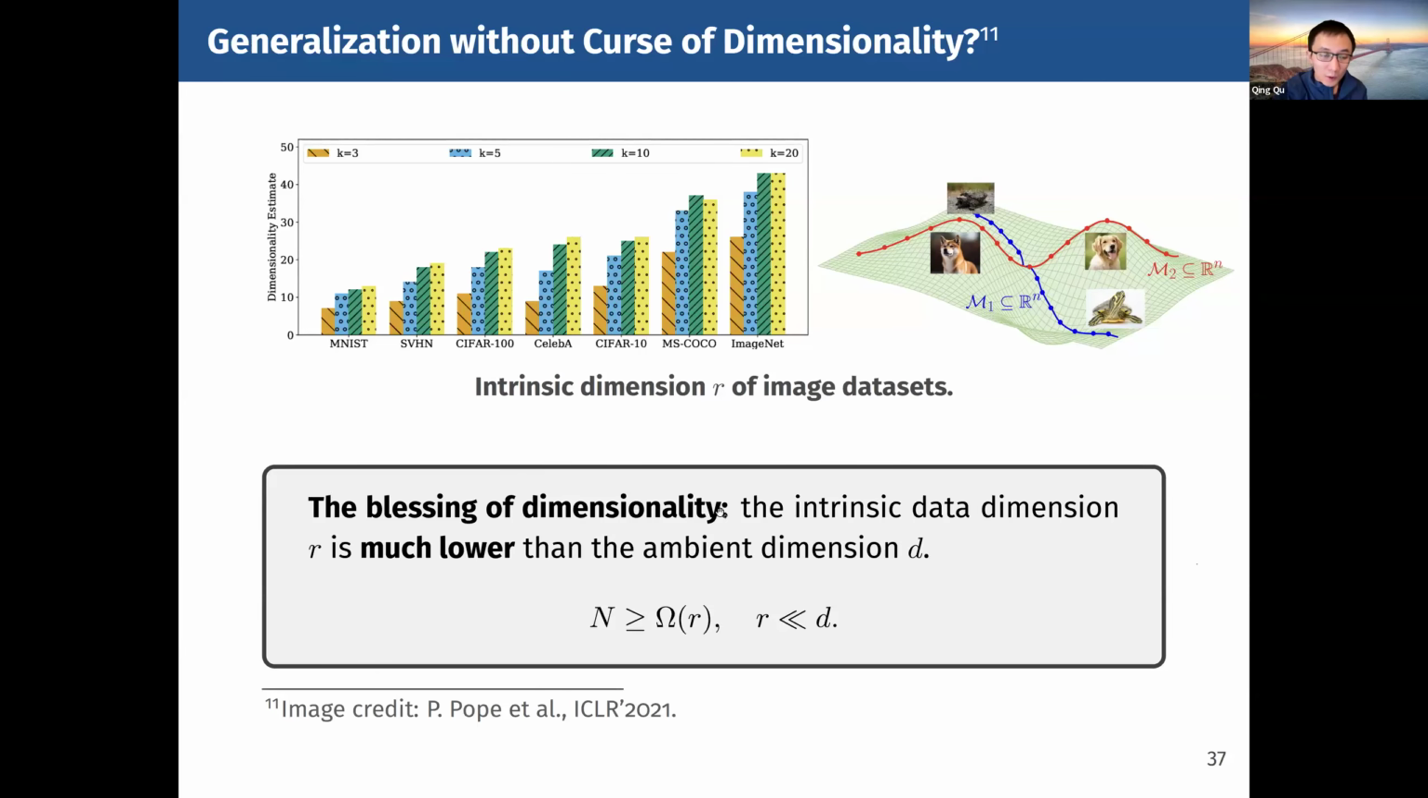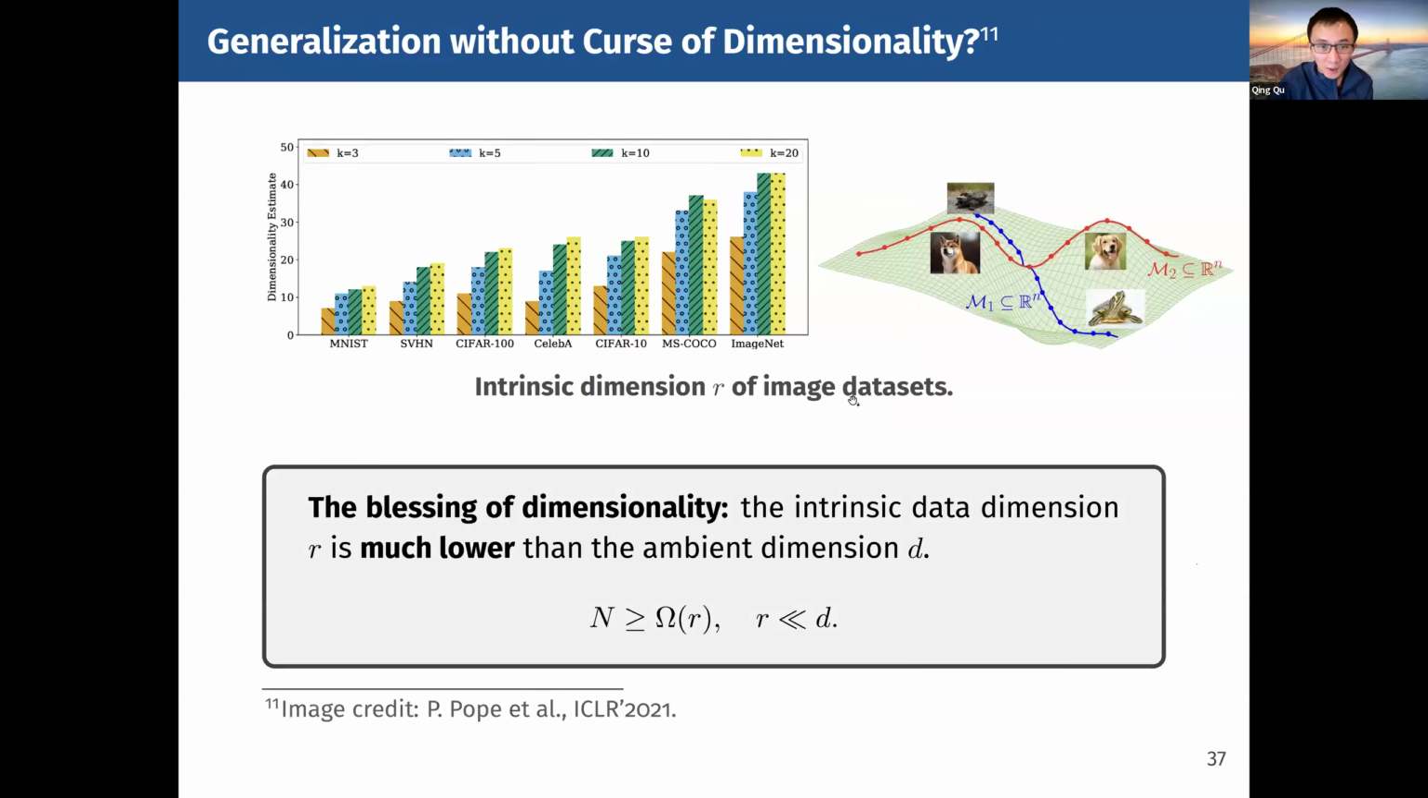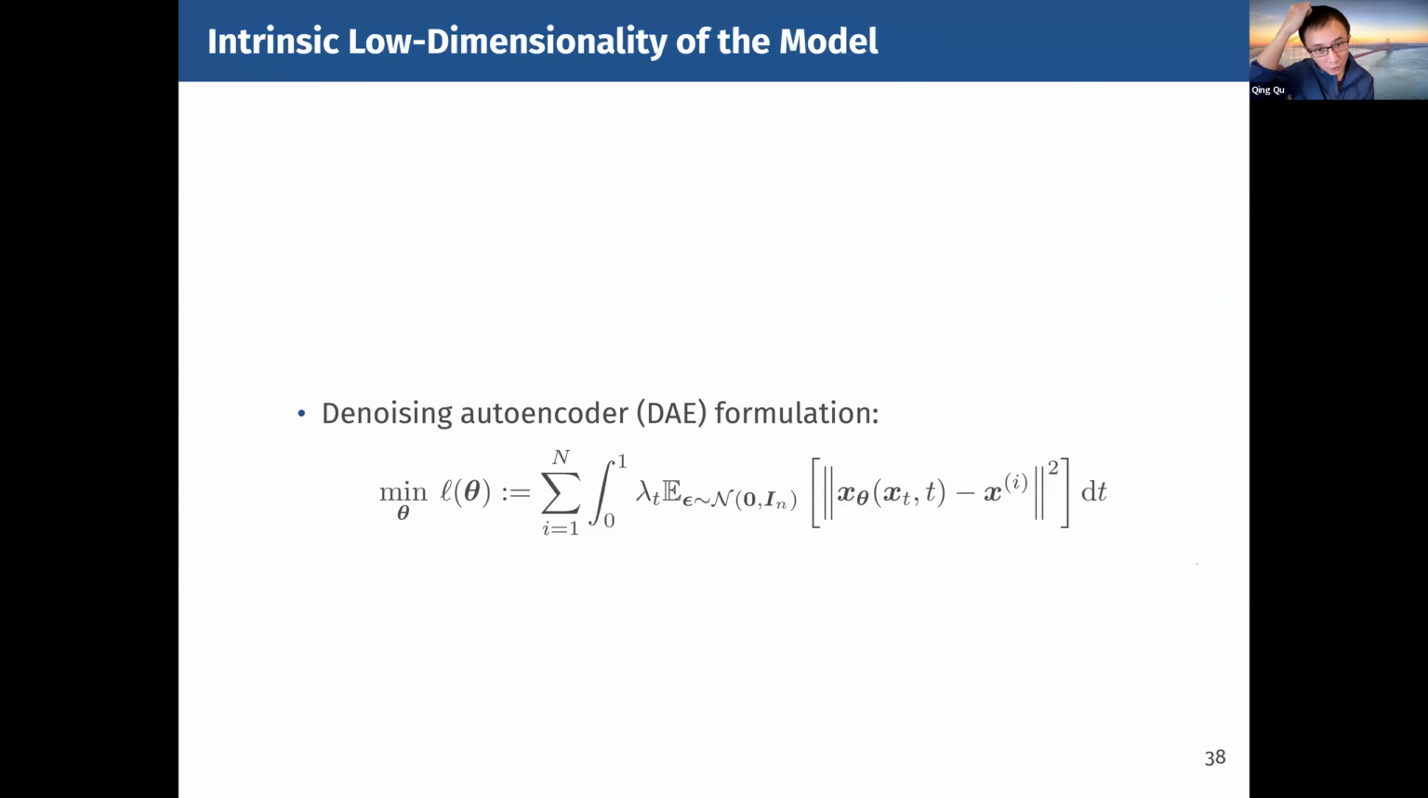So we developed a simple theory, and our belief is that the number of samples to enable generalization for diffusion models actually grows linearly with the intrinsic dimension, rather than growing exponentially with the ambient dimension. This is why we only need a finite number of samples to enable generalization in this case. To develop the theory, we consider a variant of the score matching formulation. We consider a denoising autoencoder formulation, right?